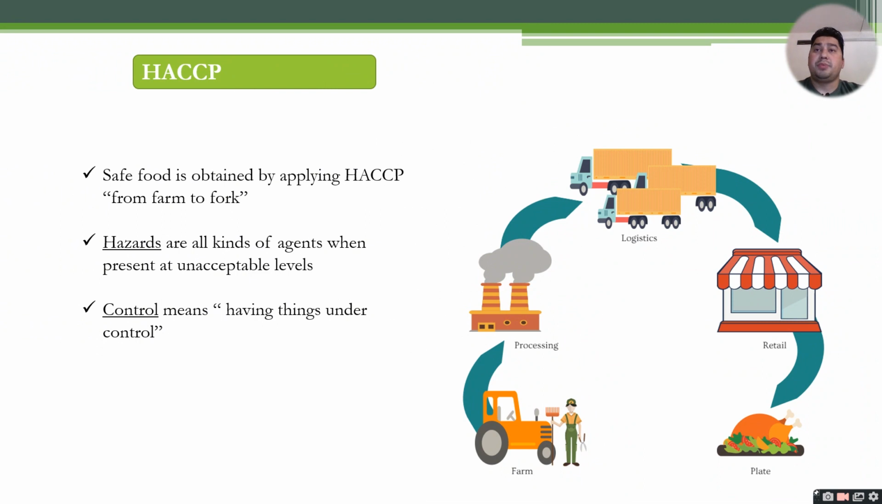HACCP. Safe food is obtained by applying HACCP from farm to fork. So if you implement a HACCP system, these are the benefits you're going to get. Hazards are all kinds of agents when present at an unacceptable level. Control means having things under control to make sure that there is no hazard with the food, or that you are reducing that hazard to an acceptable level. That is control.